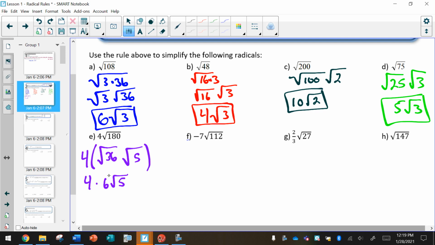36 is a perfect square. Then 4 times 6. So here's where the 4 comes back into play. Now that I've simplified the 180, I'm going to take the 6 that came from the simplification and multiply it times the 4 that was in front of the problem all along. So this becomes 24 radical 5.